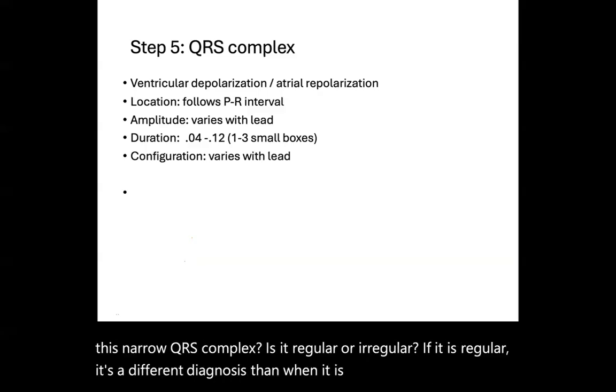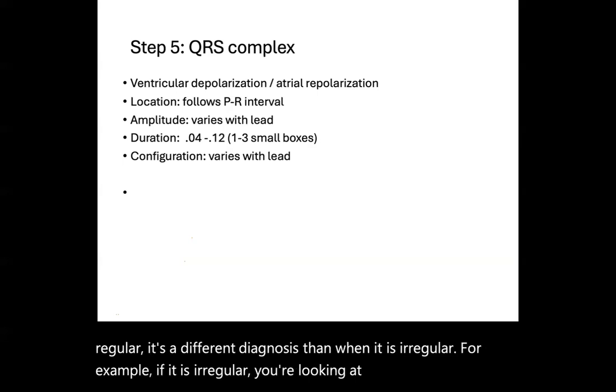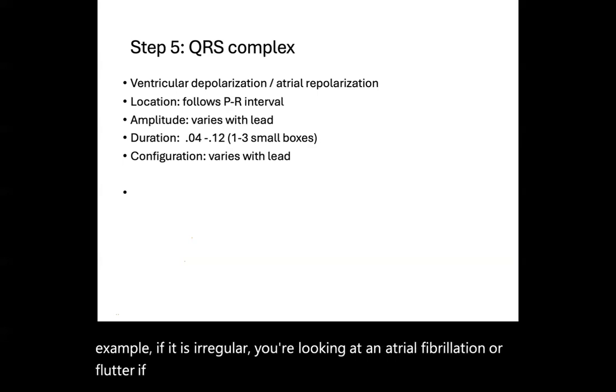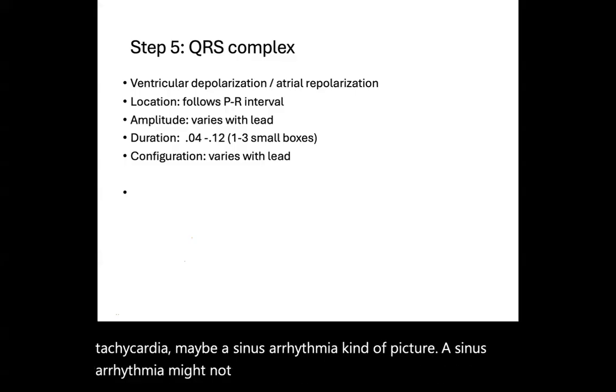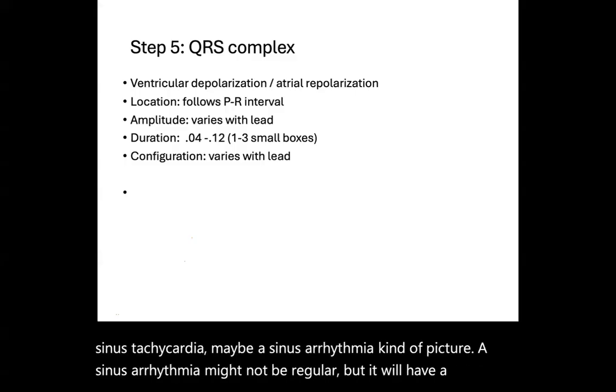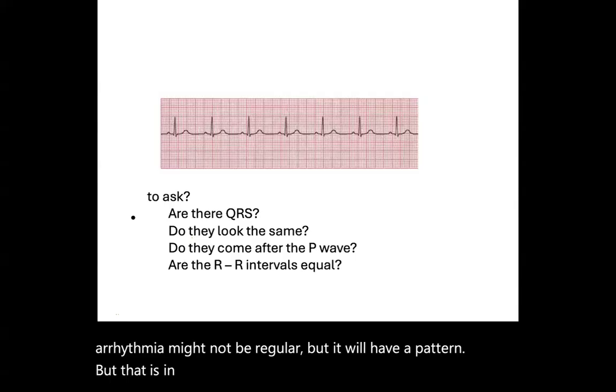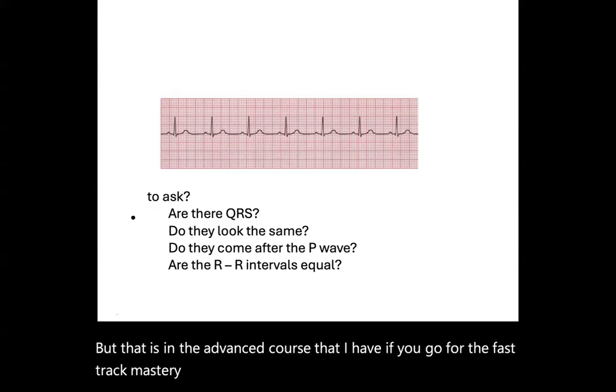For example, if it is irregular, you're looking at an atrial fibrillation or flutter. If it is narrow complex and it is regular, you're looking at sinus tachycardia, maybe a sinus arrhythmia kind of picture. A sinus arrhythmia might not be regular, but it will have a pattern. But that is in the advanced course that I have. If you go for the fast track mastery course, you would find notes on that.